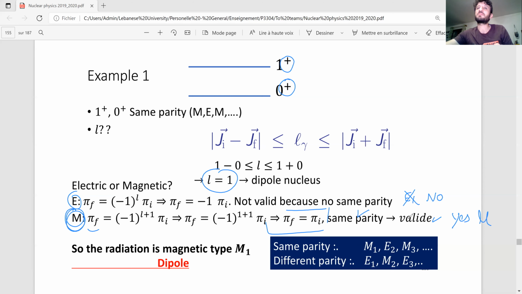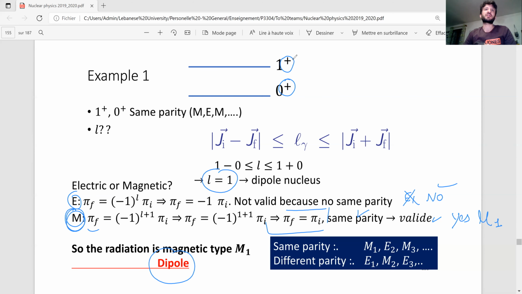So we have here M with L equals 1. We have M1, but we don't have E1. We have a magnetic dipole transition, and we don't have an electric dipole transition. Like this, we have the solution. The solution is that we have magnetic as the nature and dipole as the multipolarity. Here, I ask you to find the multipolarity and the nature of any transition.